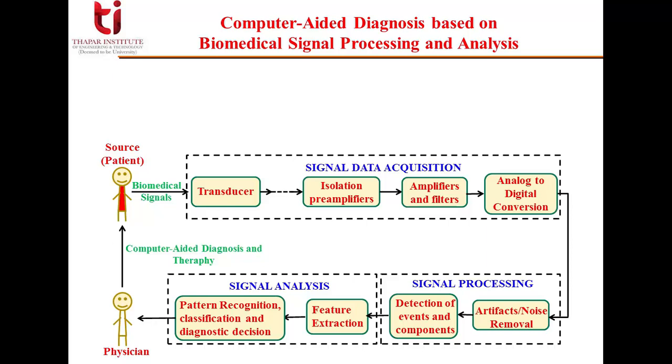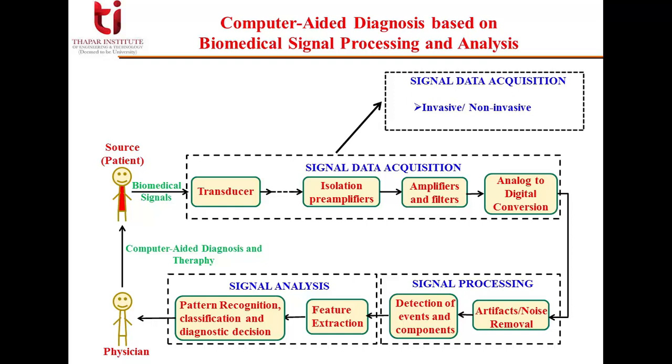The first stage, which mainly gives the data which we need to process or analyze, is the signal data acquisition. Signal acquisition procedures may be invasive or non-invasive and active or passive. Invasive procedures involve the placement of transducers inside the body, such as needle electrodes. Mainly, non-invasive procedures are desired in order to minimize the risk to the patient.